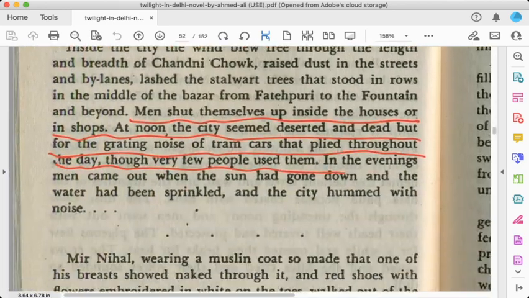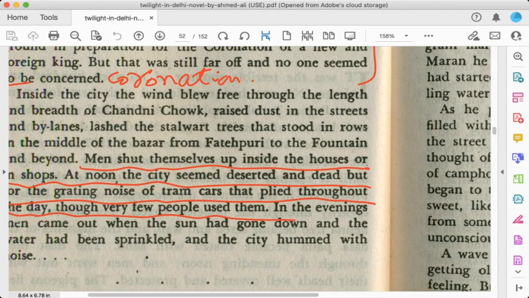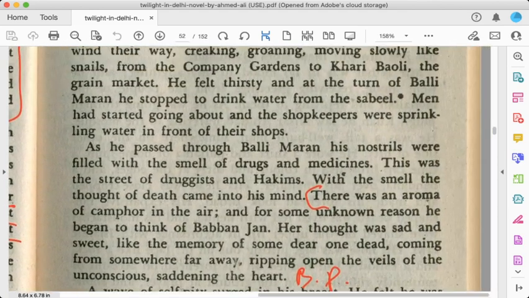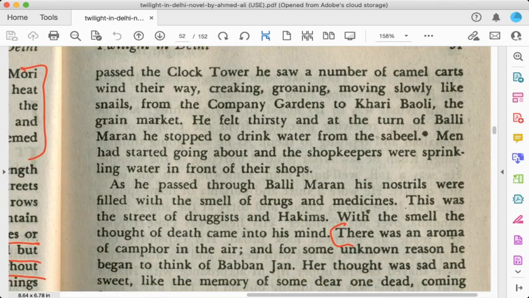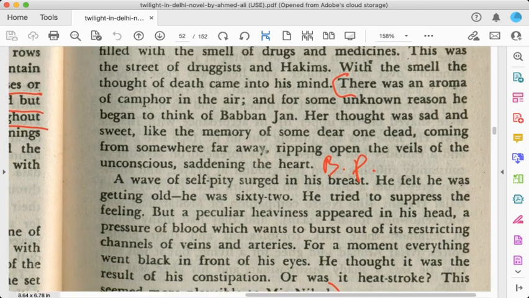Some of the spaces have also been mentioned, like Chandni Chowk. It reflects the kind of spaces about which we are having this discussion. Then the clock tower is there. This clock tower is also a British indication. And Khadi Boli and the Bali Mara, these are some of the places mentioned there. And Mir Nihal continues to travel, and the mention of Baban Jan is also made here.